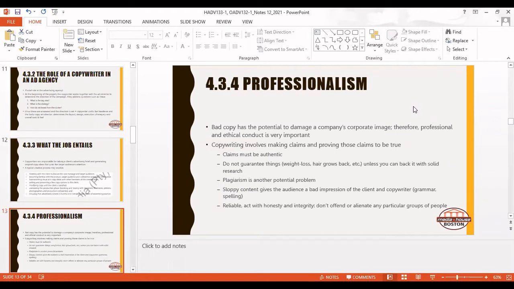It creates problems. Then sloppy content gives the audience a bad impression of the client and copywriter. Grammar, spelling. Imagine reading an advertisement of a product in a magazine or newspaper, then you notice there are grammatical errors. This would just be a disaster, isn't it? Disaster for the copywriter, for the client, and for the advertising agents.